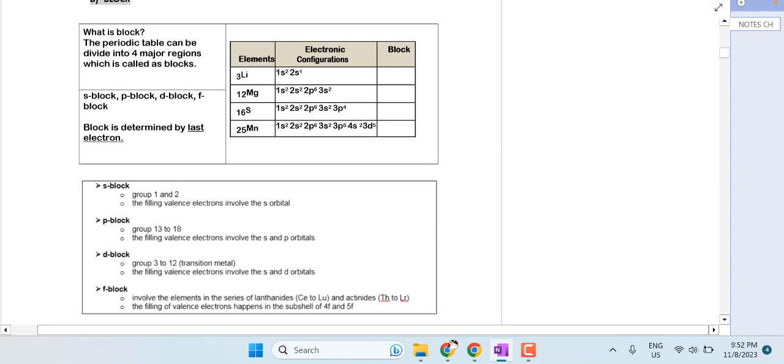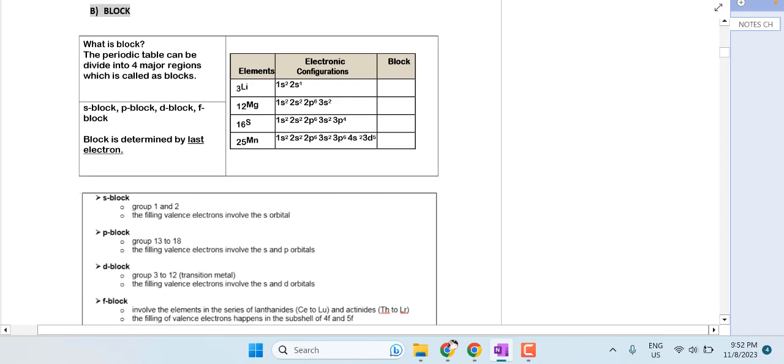Okay, next is block. We do have S, D, P and F block. So how to determine block? Block is determined by the last electron. So we look at the end of the electronic configuration. This one is S block, this one is S block, this one is P block, so this one is D block.